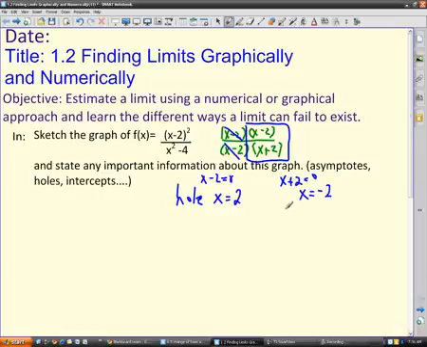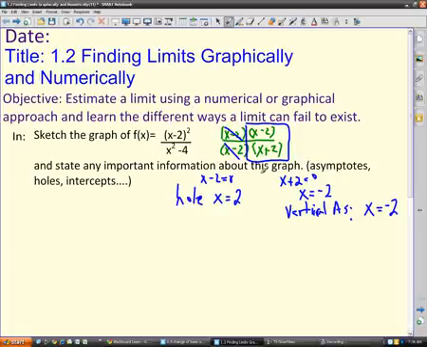So that means we have a vertical asymptote there. See there, vertical asymptote. And so that's at x equals negative 2. X equals negative 2.